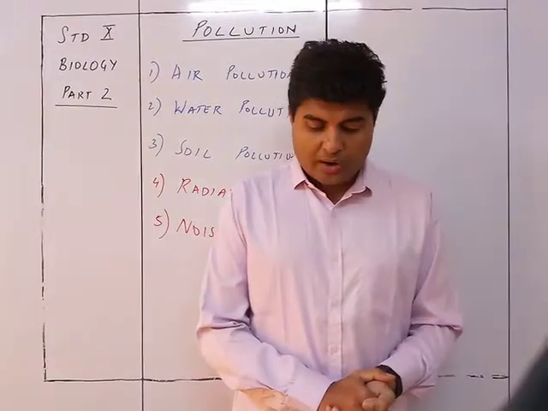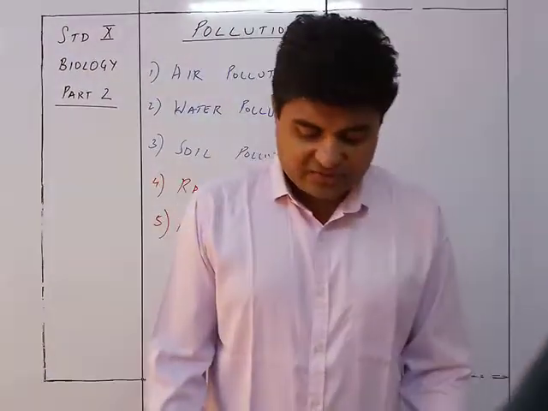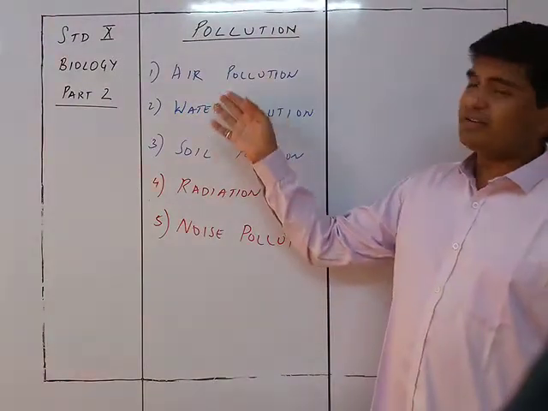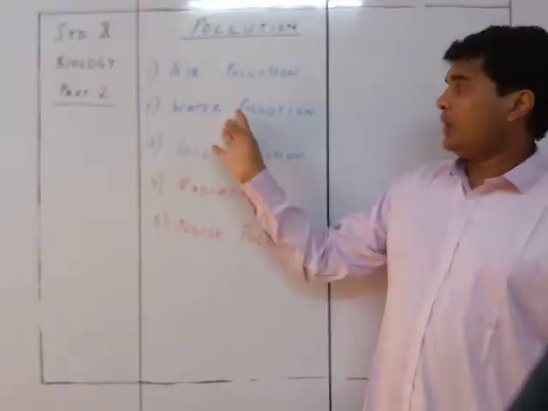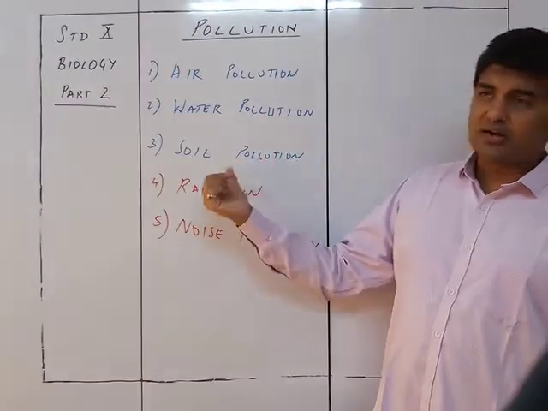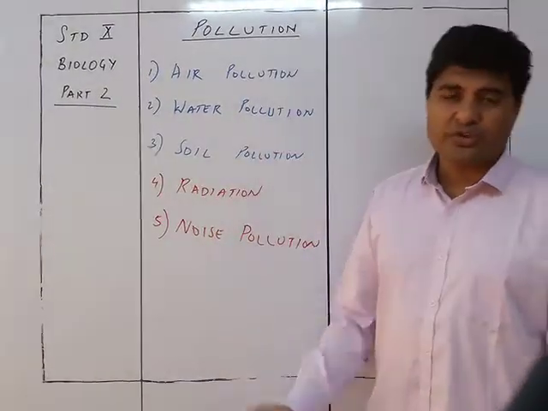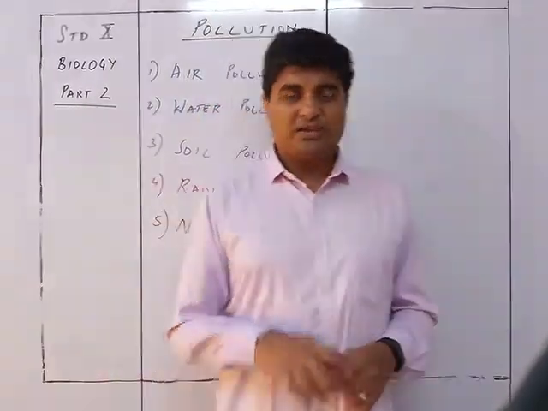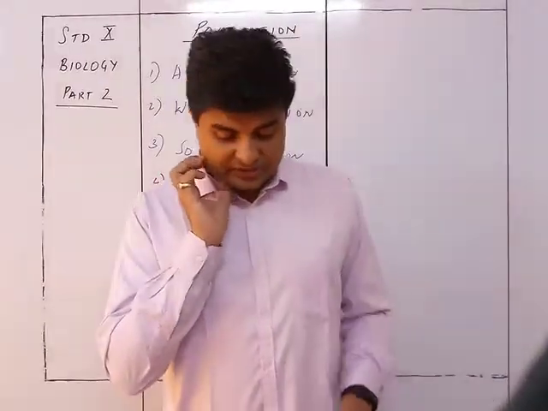Okay, now we move on to the next part, and that is the various effects of pollution. So these were the different kinds of pollution. The air pollution was the first one, water pollution the next one, soil pollution. These are the kinds of pollution which are the normal general thing. Then the radiation and noise pollution. So these are the 5 kinds of pollution which take place around us.